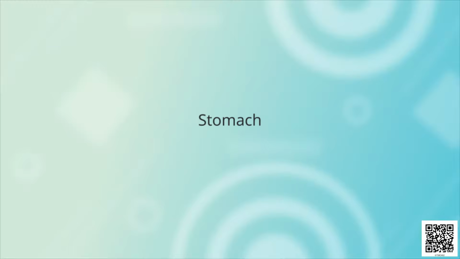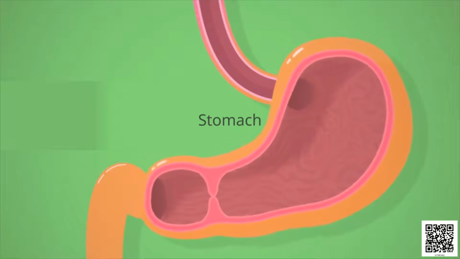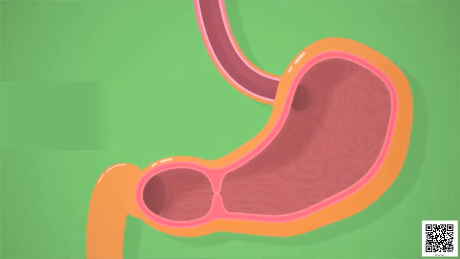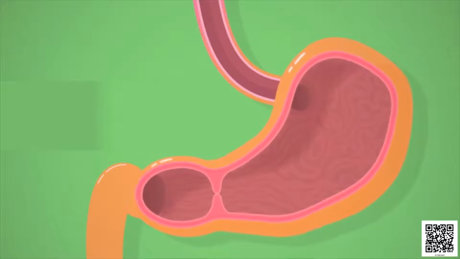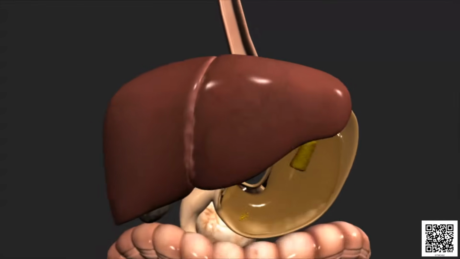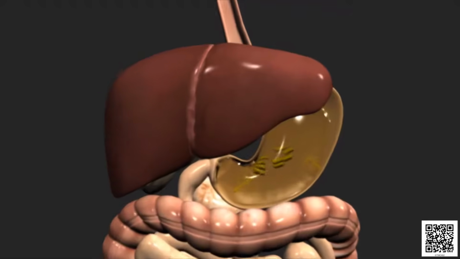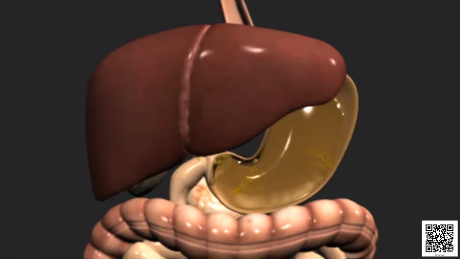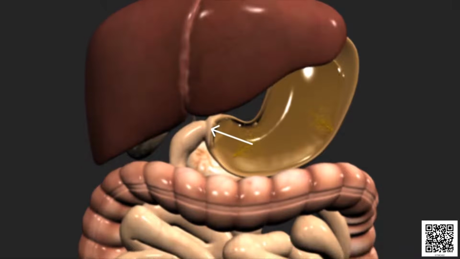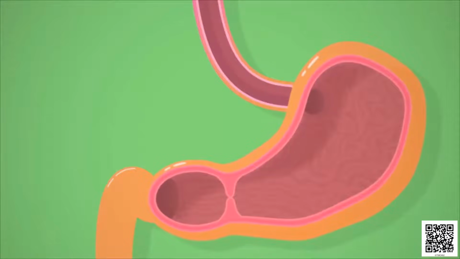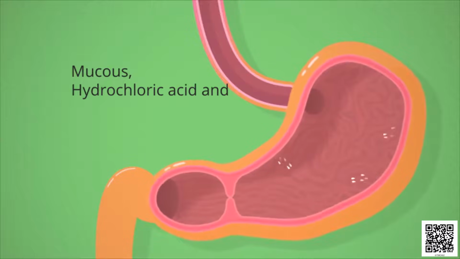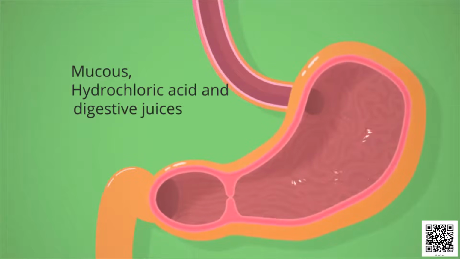Next part is stomach. The stomach is a thick-walled bag. Its shape is like a flattened U, and it is the widest part of the alimentary canal. It receives food from the food pipe at one end and opens into the small intestine at the other. The lining of the stomach secretes mucus, hydrochloric acid, and digestive juices.